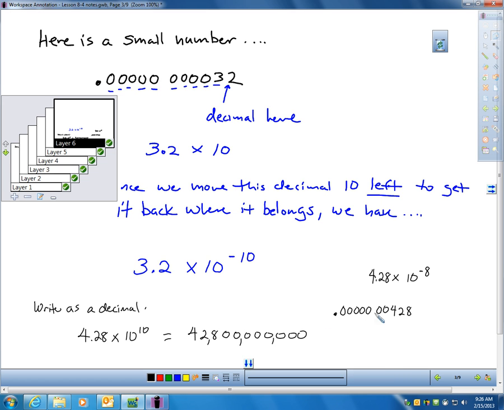Sometimes when you have tiny numbers, it's nice to leave a little space in between every fifth zero to make it easier to count the zeros, which is why I left a little space there. So I have 5 zeros, 6, 7, 4, 2, 8. Okay? So I can write numbers in scientific notation, or I can take a number in scientific notation and write it as a decimal.